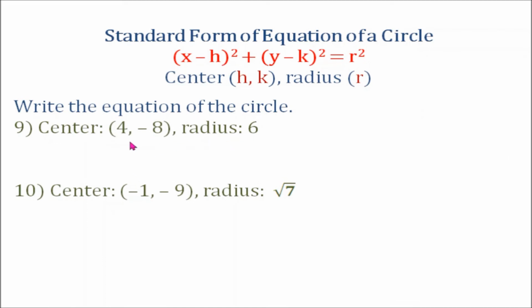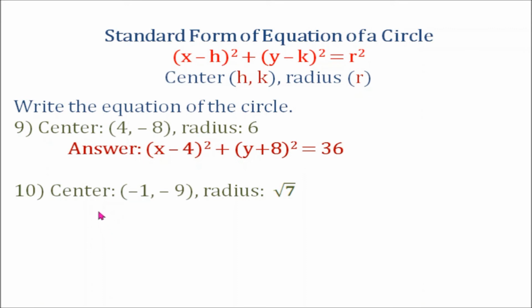Number 9, our center has coordinates 4 and -8, and our radius is 6 units. So it can be written as the quantity x minus 4 squared plus the quantity y plus 8 squared equals 36. So again, take note that this is positive 4, this is the quantity x minus 4, this is -8, this is the quantity y plus 8, and we will just square the radius, which is 6. So 6 times 6 is 36.